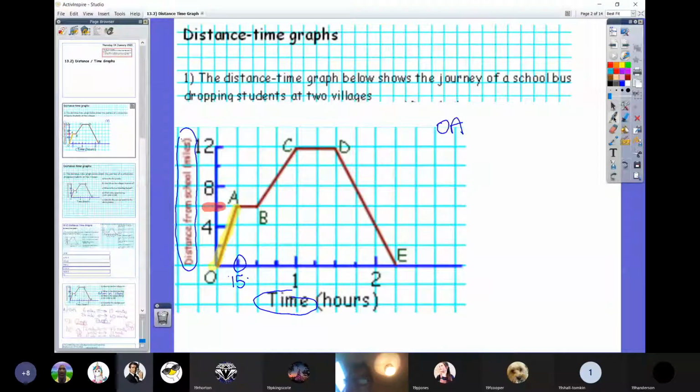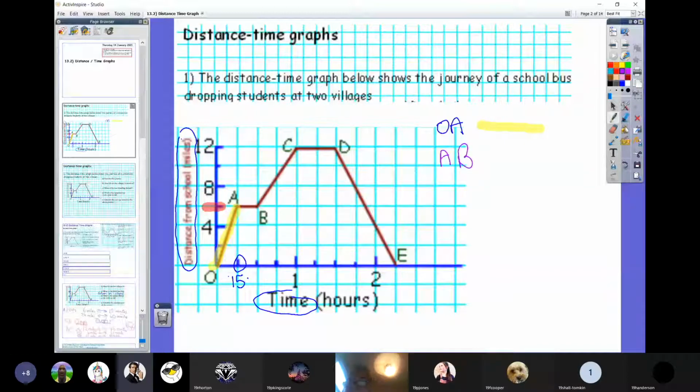So you guys need to sort of get behind the graph. Okay, we're not saying the bus has gone uphill or anything like that. We're just saying that in 15 minutes we've travelled 6 miles and it's a straight line, so the bus has gone at a constant speed. Okay, so in 15 minutes we've gone 6 miles. Now, what happens between A and B?